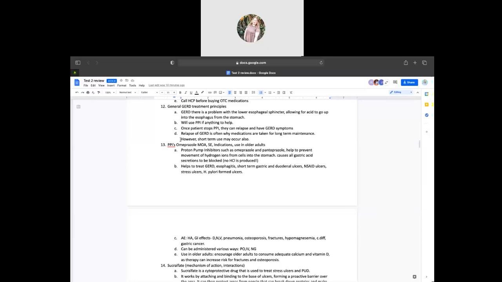But we may use these short-term as well for other concerns, like an ulcer maybe. Maybe they have an H. pylori infection. Well, maybe not that, but they'll have that ulcer. We're not going to use a PPI for H. pylori. We're going to use antibiotics.